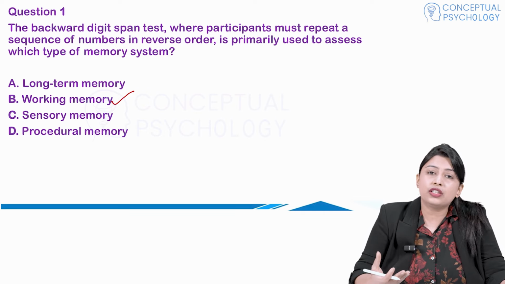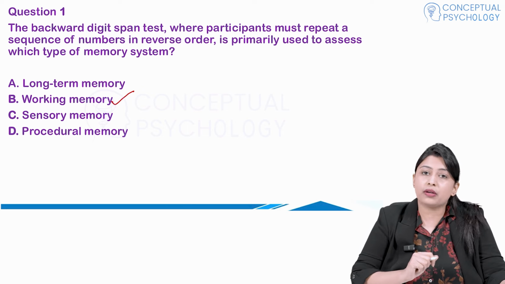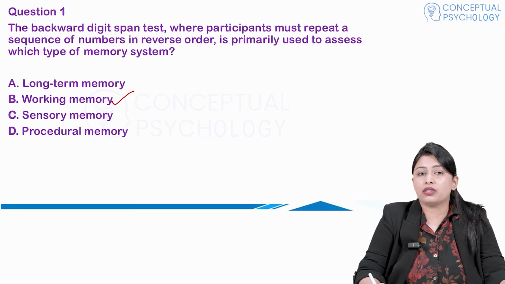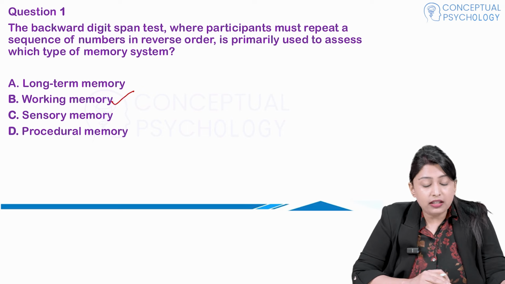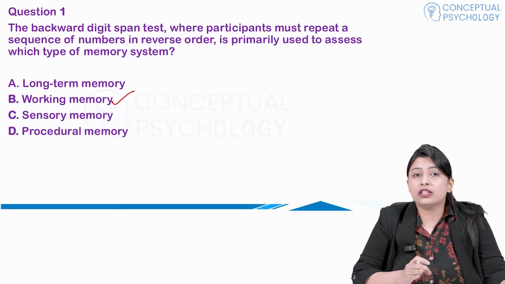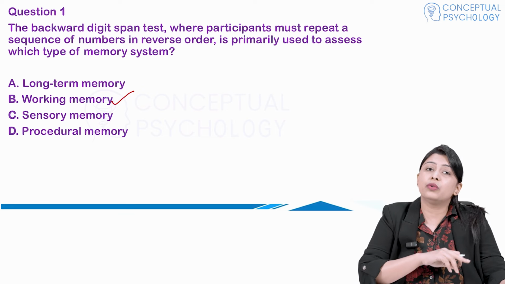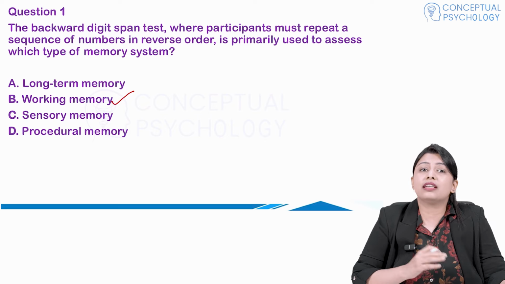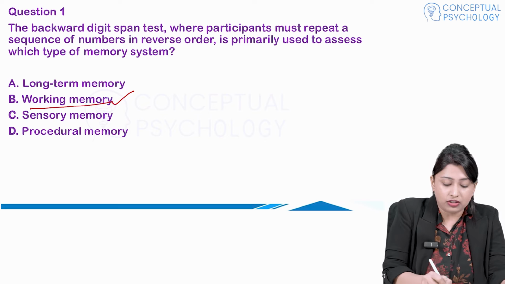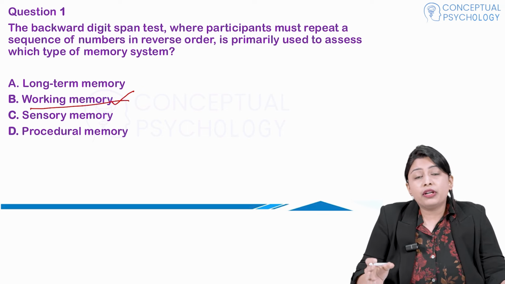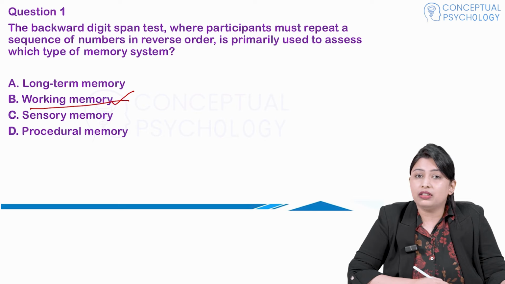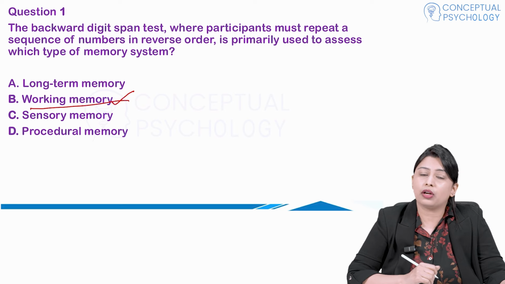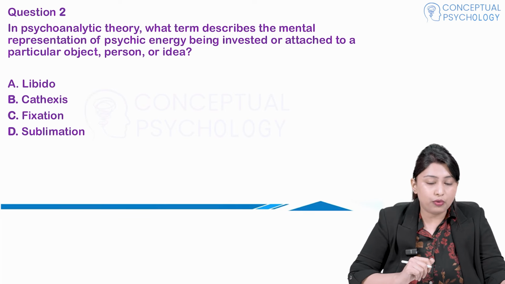Unlike forward digit span, which mainly tests the passive storage capacity of the phonological loop, the backward digit span requires active manipulation and processing of information. Here, the participants must not only hold the digit sequence in mind, but also mentally reverse the order before responding. So this dual requirement of storage and manipulation is the hallmark of working memory function. The test is particularly sensitive to frontal lobe dysfunction, and it is also commonly used in neuropsychological assessments to evaluate executive cognitive abilities. I hope this is clear.